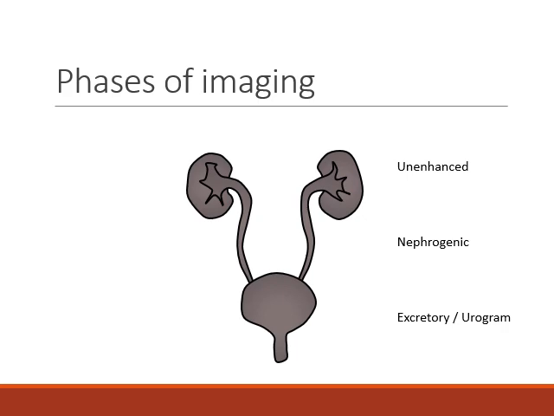Then they have the imaging, which involves a plain KUB type scan to rule out stones, and then imaging of the kidneys and ureters. In most cases, it's a split bolus technique, which gives you a mixed nephrogenic and excretory image around 90 seconds.